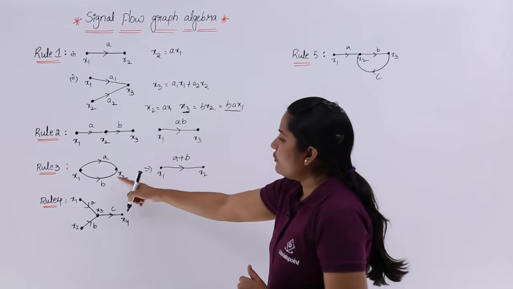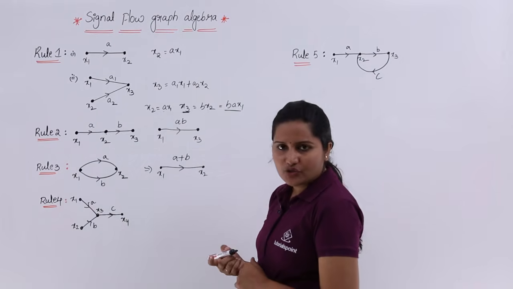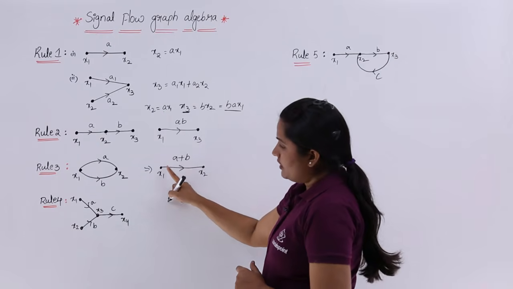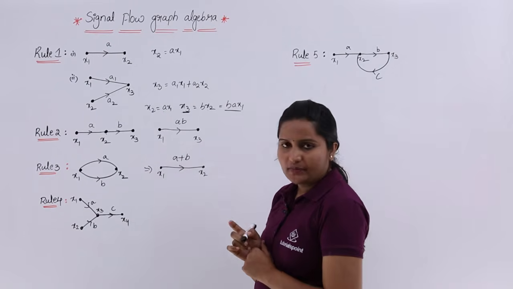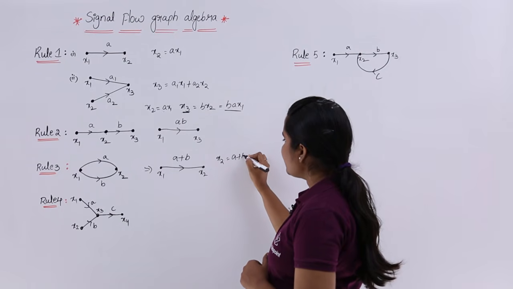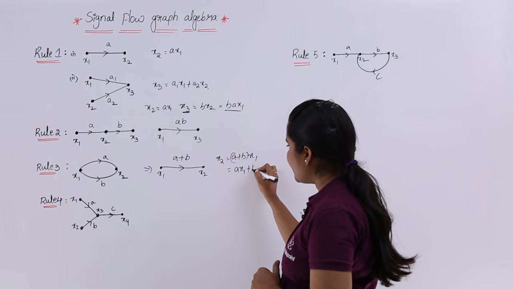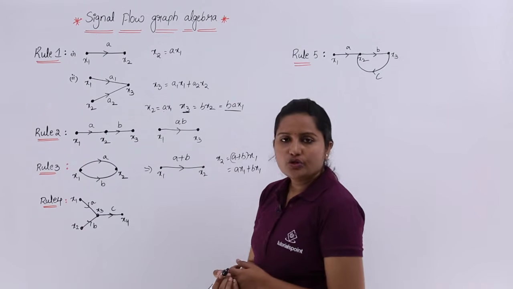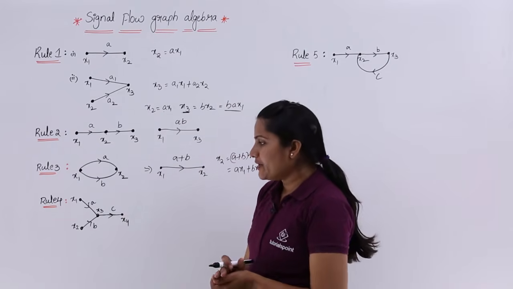So here if you observe this, x2 is equivalent to a x1 plus b x1. So x2 is equivalent to a plus b into x1, you are going to get the same. That means a x1 plus b x1 will be your output x2. Coming to rule number 4.